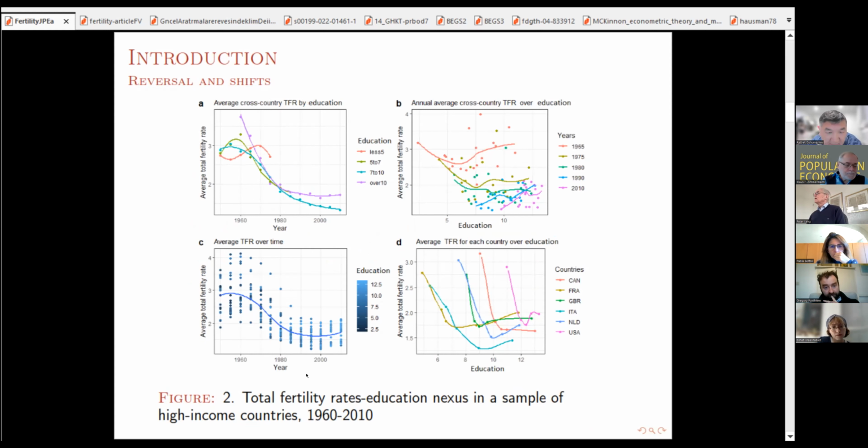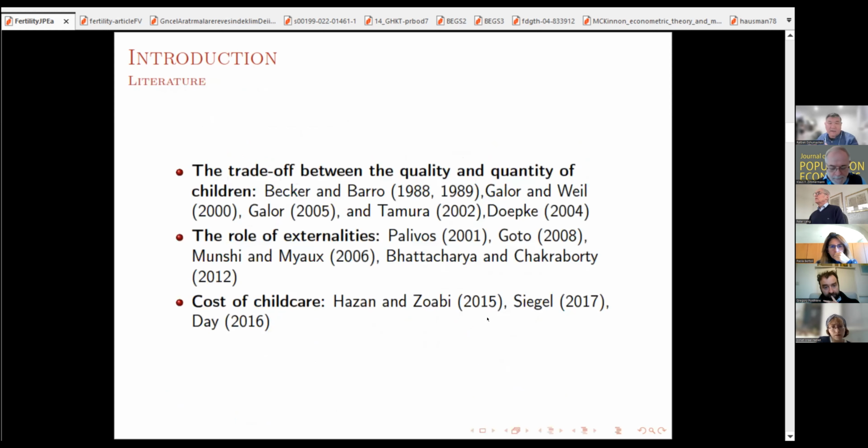this area. So given this sort of evidence, then we try to come up with some explanation. In order to do that, we of course looked at the literature, and we found three main mechanisms used in order to explain how fertility evolves over time. So the first one is the trade-off between quality and quantity of children, introduced by Becker and Barro, and then it's extended by other authors you can see here.